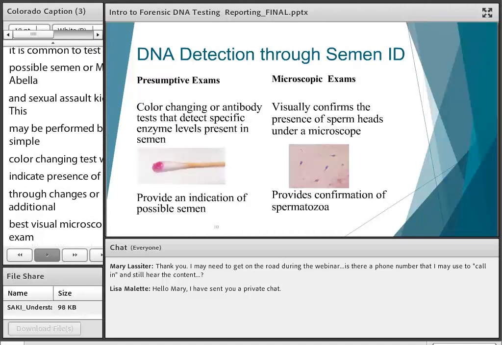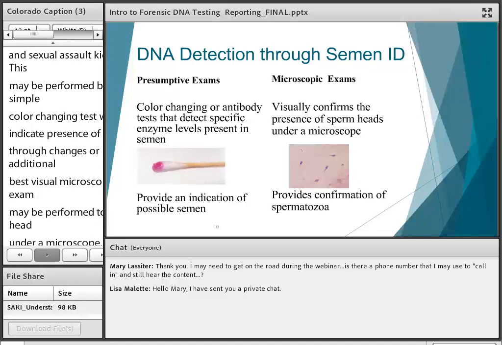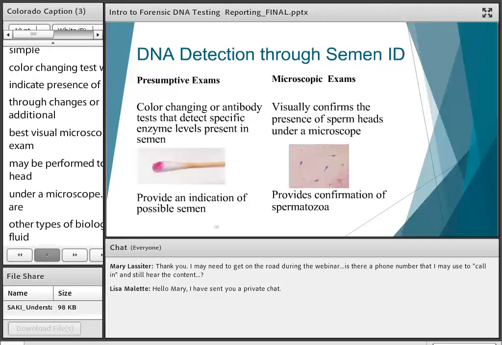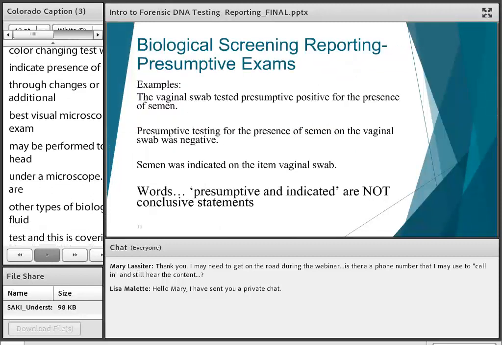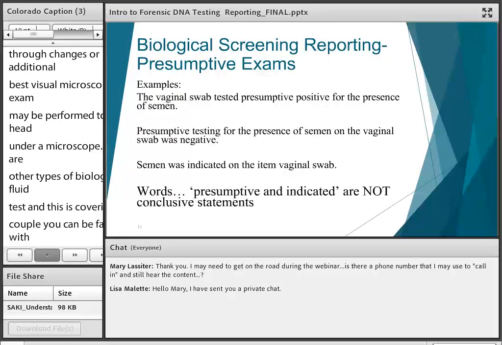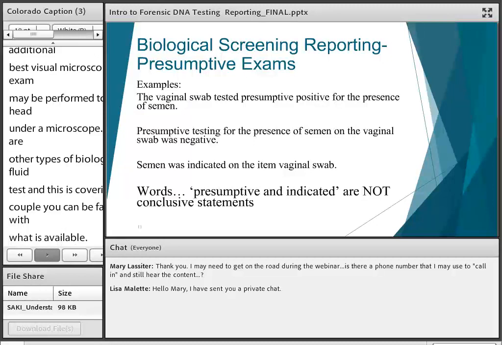There are other types of biological fluid tests. This is just covering a couple of them so you can be familiar with what's available. It's important to understand that presumptive exams are only indicative of possible semen and does not mean that semen is definitely located on the item.